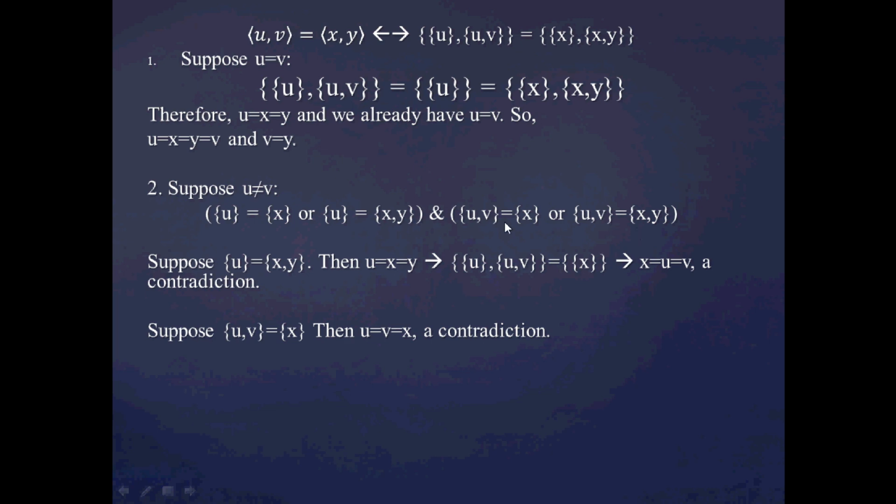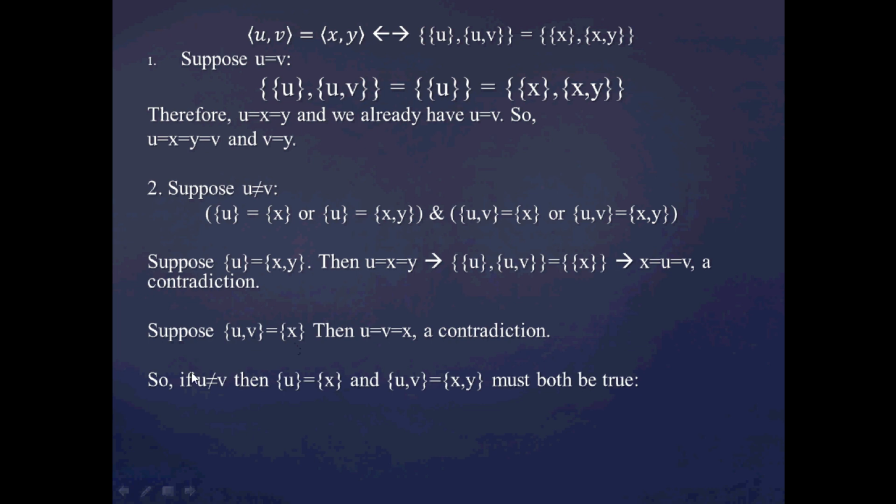So let's now take this second proposition, that the set containing uv is the same as the set containing x. Now that implies that u is equal to v, which is also equal to x. And this is again a contradiction because we're now saying that u has to be equal to v. All right, so that statement, that the set containing uv is equal to the set containing x, is also going to lead to a contradiction.